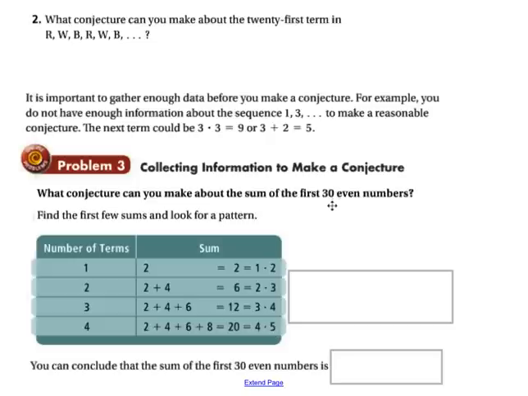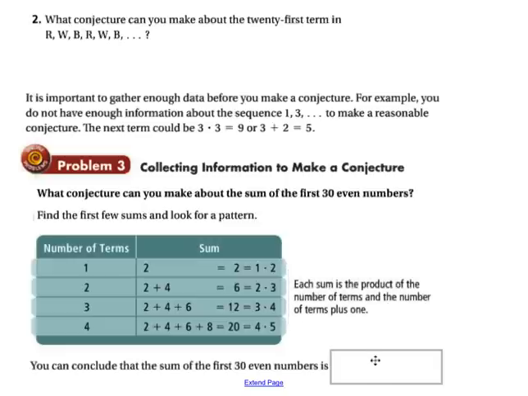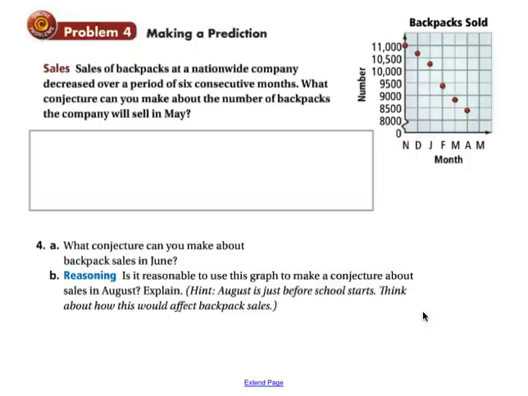So if we want the first 30 even numbers, we don't want to continue this pattern. That would be very labor intensive. So we're going to take 30 times the next highest number, which would be 31. So that would give us 930 when we multiply that.